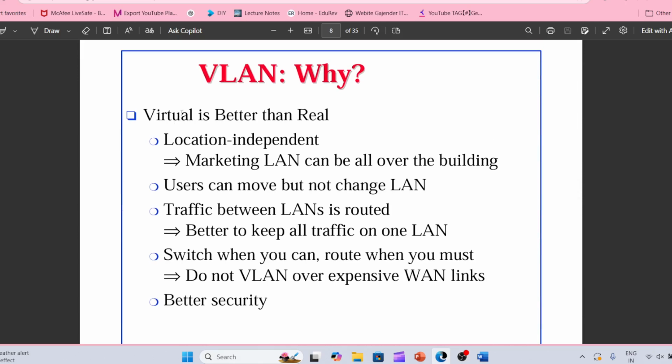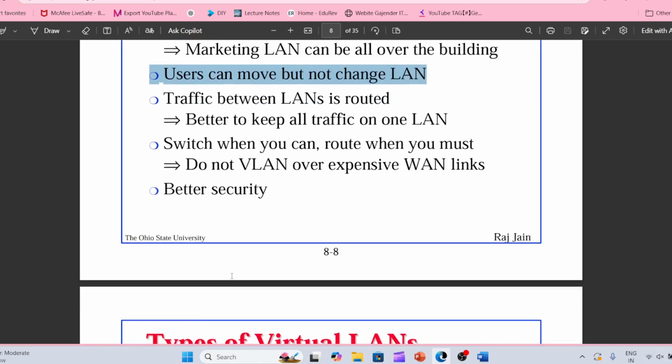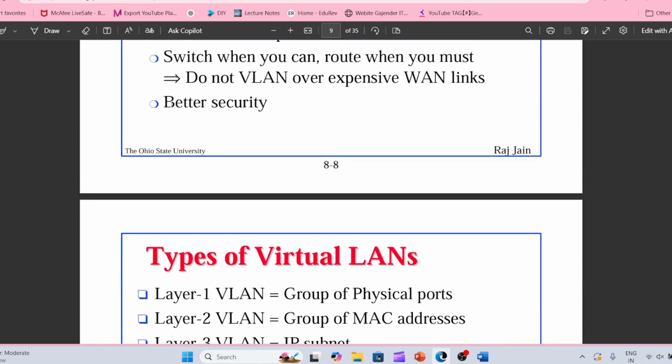So what are the advantages? Virtual is better than real. It is location independent: a marketing LAN can cover the whole building, and a user can move but cannot change LAN. We get better traffic, it is not expensive, and it also provides better security.